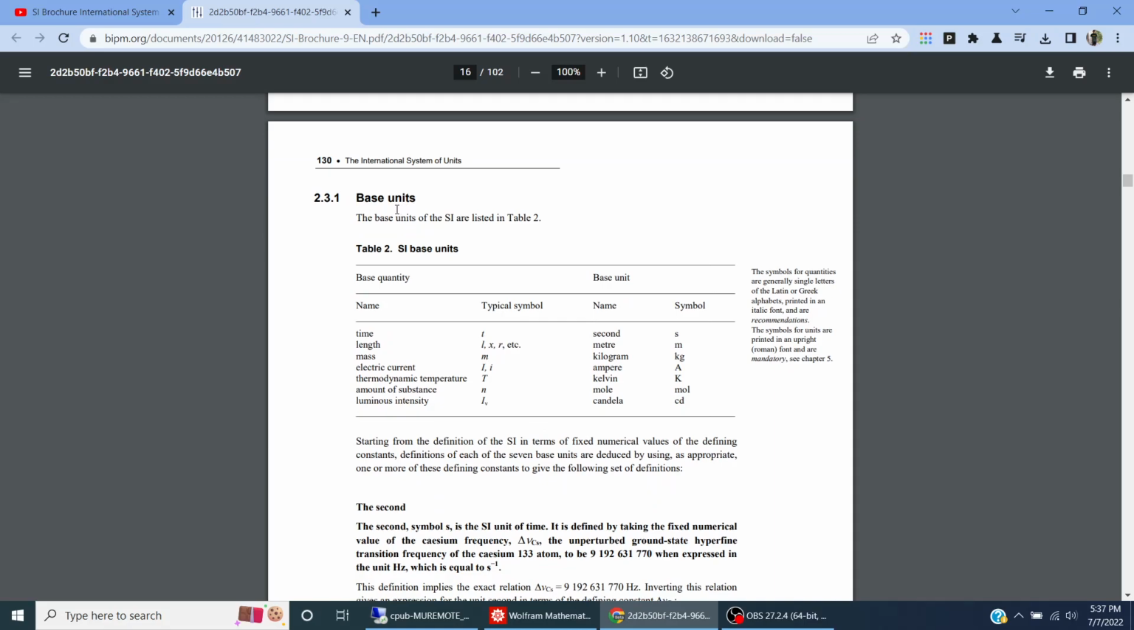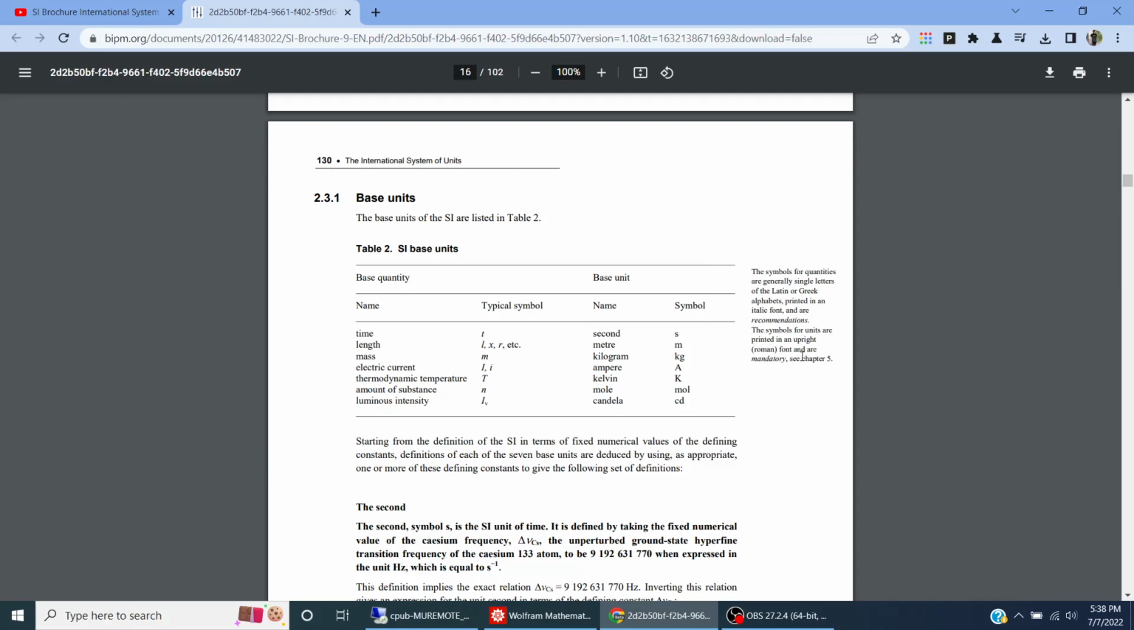2.3.1 Base units. The base units of the SI are listed in Table 2. Table 2. SI base units. Base quantity, base unit. Name. Time. Typical symbol t. Name. Second. Symbol s. The symbols for quantities are generally single letters of the Latin or Greek alphabets printed in an italic font and are recommendations. The symbols for units are printed in an upright Roman font and are mandatory.